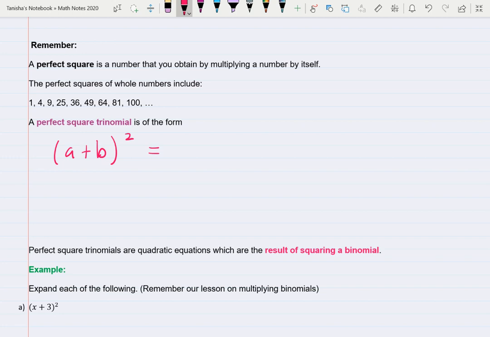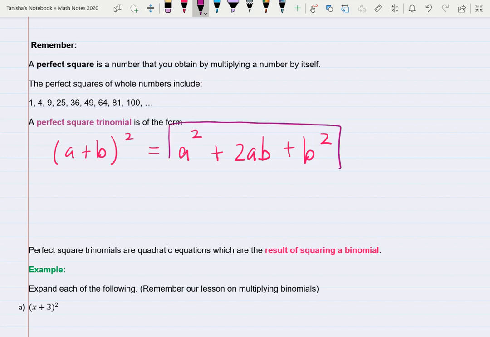remember our special product pattern for squaring a binomial. We square the first term, and then we multiply our terms inside of our bracket. So we have a times b, but then we're going to multiply that product by 2. So we're going to have 2ab, and then we square the last term, which is going to give us b squared. This expression here is called a perfect square trinomial.